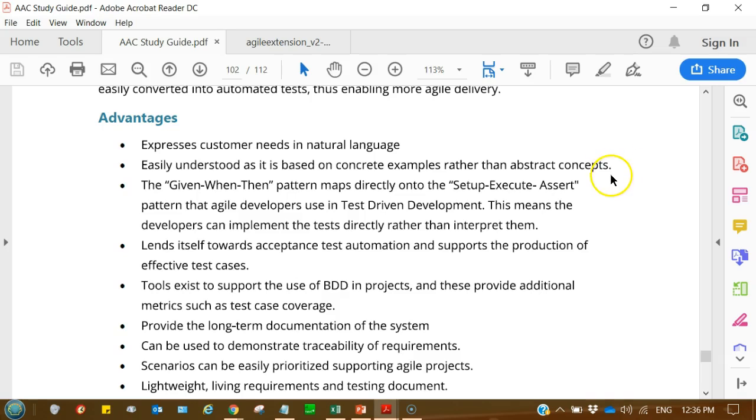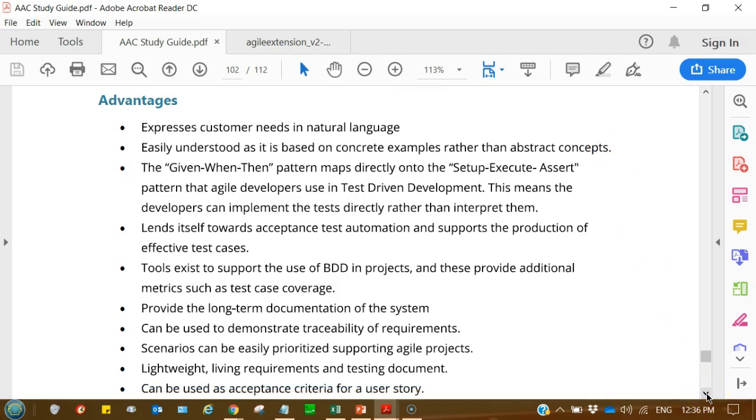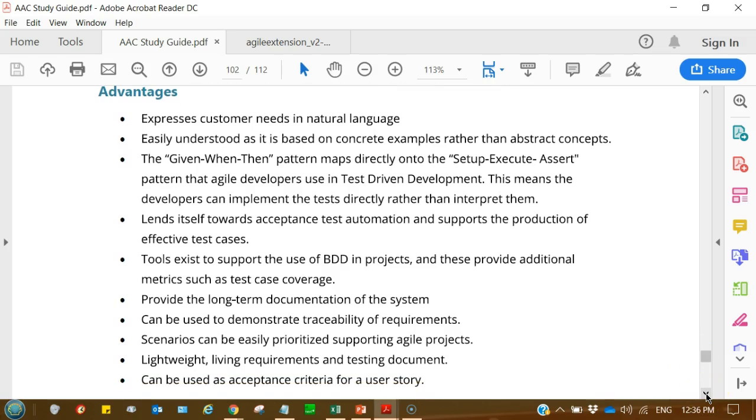It's specific. Developing these acceptance criteria is very specific. If they're too abstract, they're not going to be useful, and so you focus things on concrete examples. It maps very well to technical test driven development, so that's good.